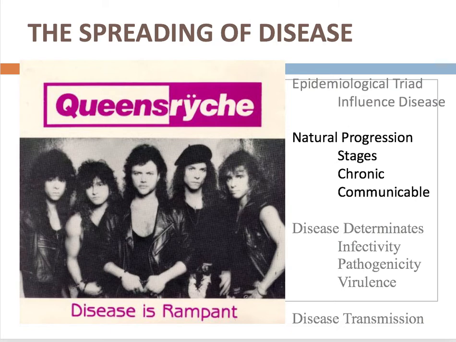So now we're going to move on. We talked about the epidemiological triad, how it influences mostly infectious diseases, but we can talk about other diseases as well. But there's this natural progression of diseases, both how they occur in stages and then the difference between chronic diseases and communicable diseases.